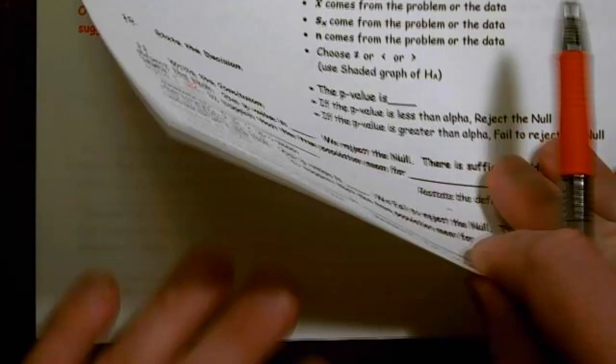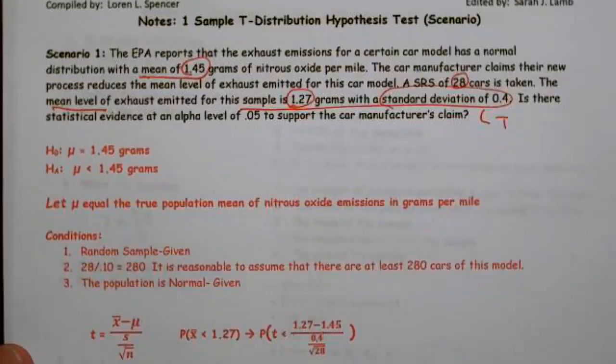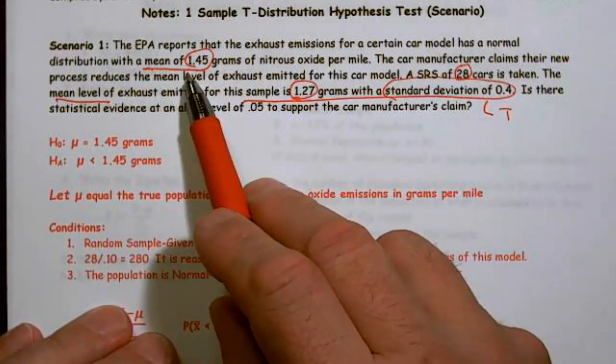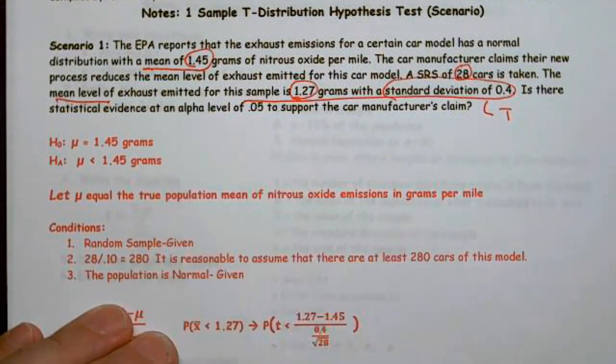So let's go through one of these. Our problem: the EPA reports that the exhaust emissions for a certain car model has a normal distribution with a mean of 1.45 grams of nitrous oxide per mile. So this is actually the status quo. Right now, this car model has 1.45 grams of nitrous oxide per mile.